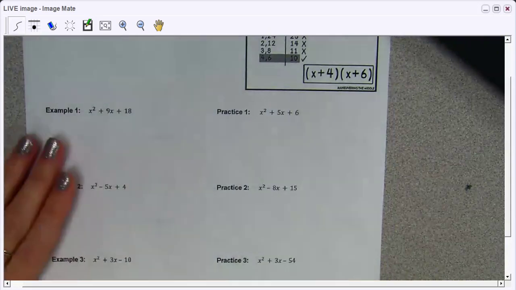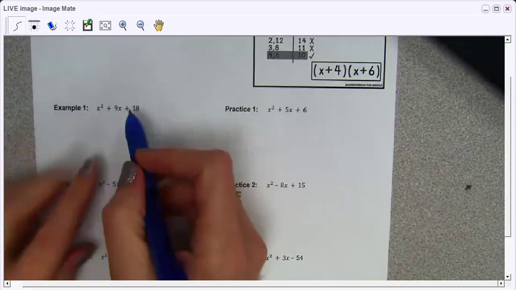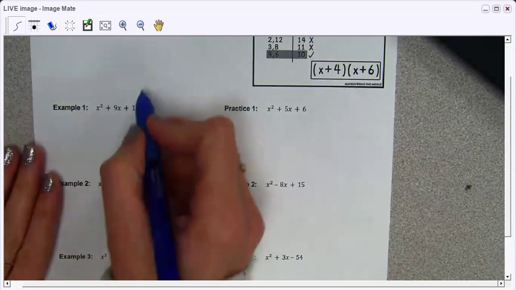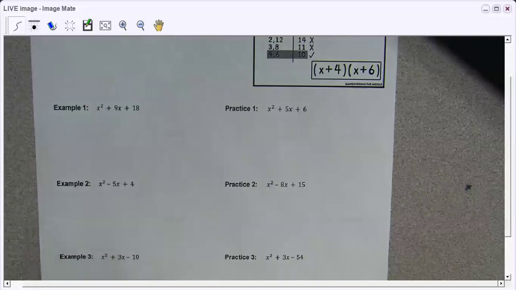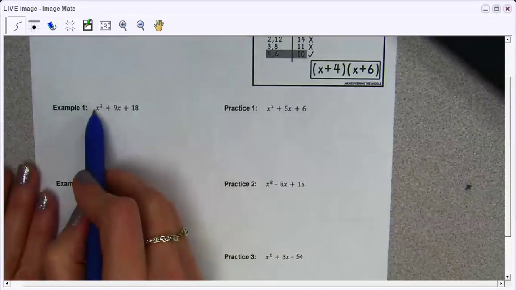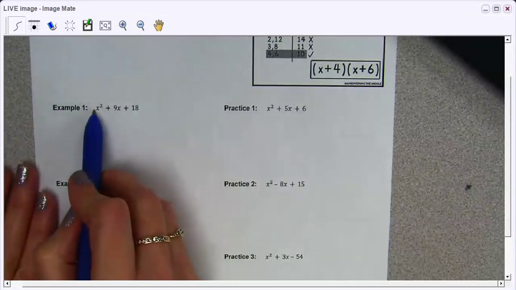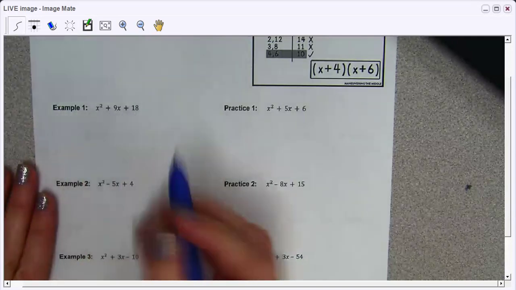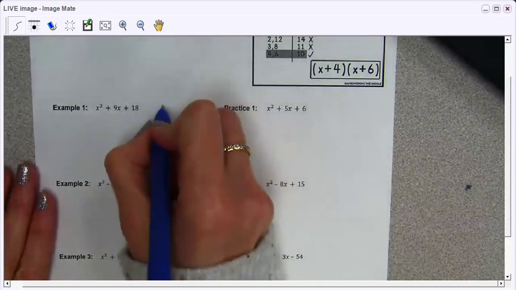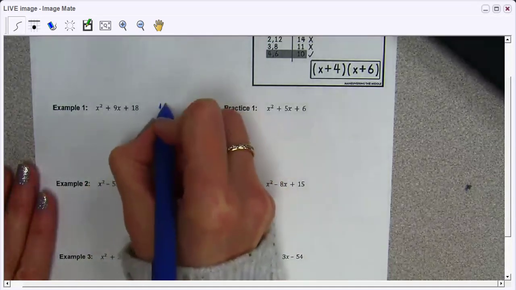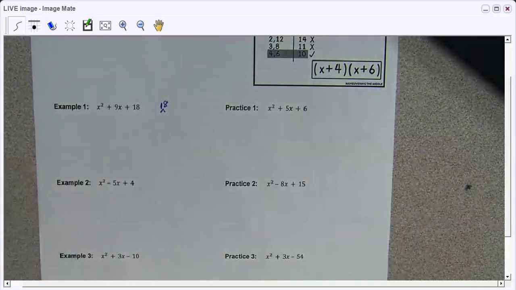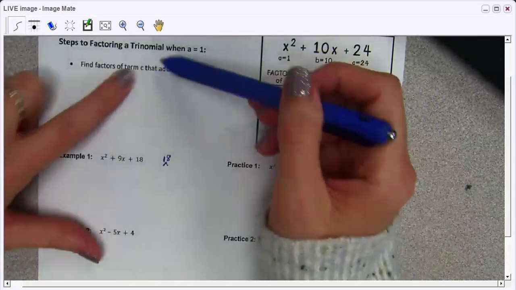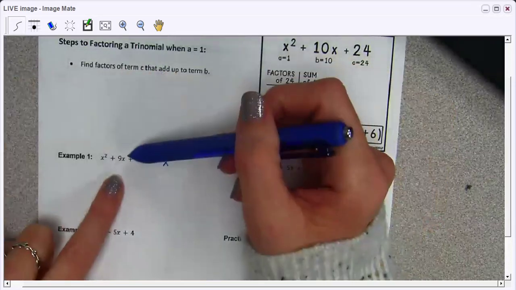Are we okay? Okay. So in order to figure out what our binomials are, we are going to take the third term. This is our C term. So the 1 here in front of the x that we don't see is our A term. The 9 is our B term, and the 18 is our C term. So we're going to take this last term, and we are going to find factors of 18, which is what I say up here, factors of the term C that add up to the term B.